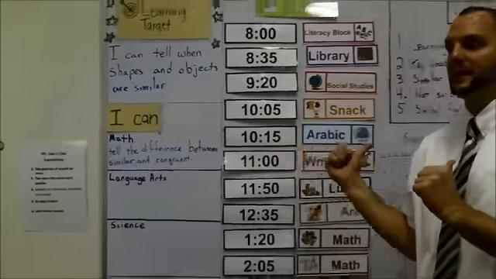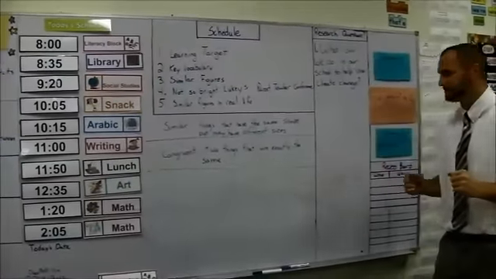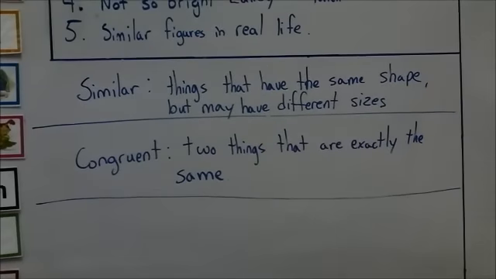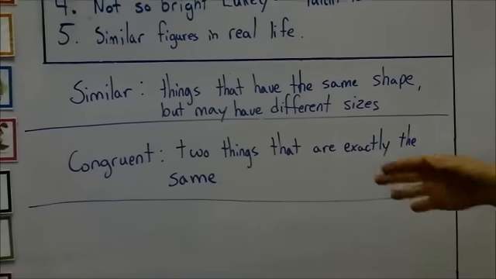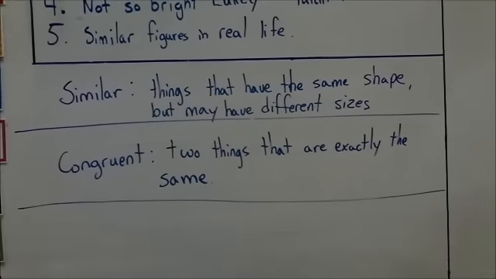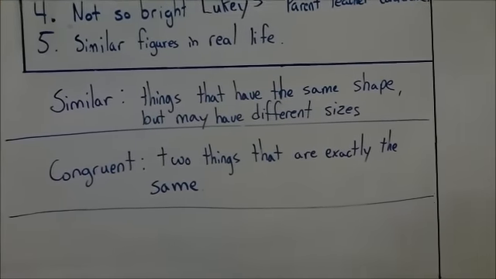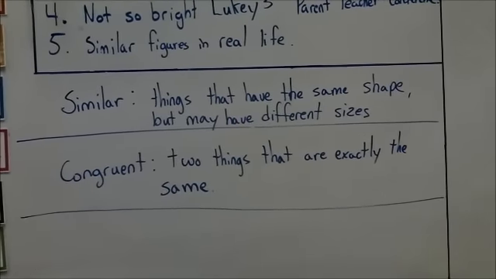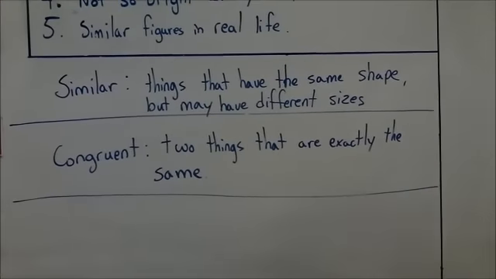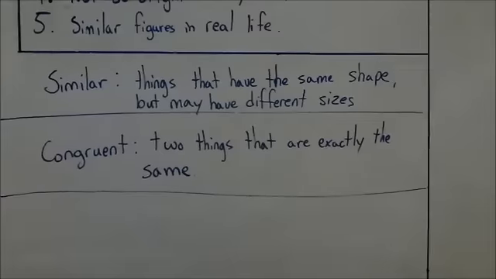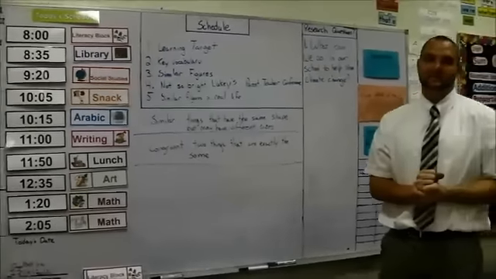Let's take a look quickly at our vocabulary for the day. Our vocabulary, first one, we've already done both of these, but I'd like you to write them down anyway. So our first one says similar: things that have the same shape, but may have different sizes. And then congruent. These are two things that are exactly the same. So congruent means there are two things exactly the same.